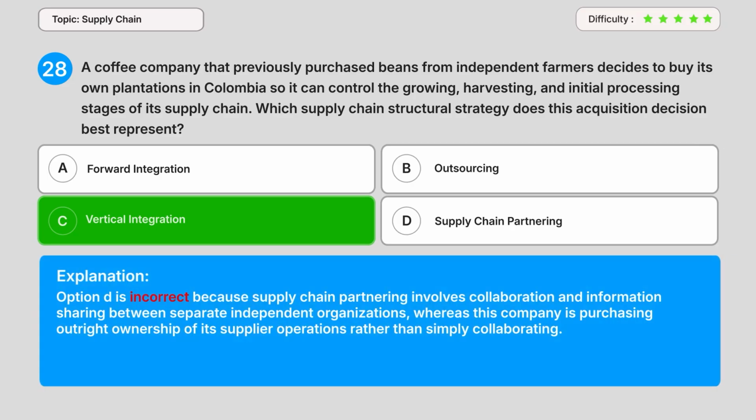Option D is incorrect because supply chain partnering involves collaboration and information sharing between separate independent organizations, whereas this company is purchasing outright ownership of its supplier operations rather than simply collaborating.